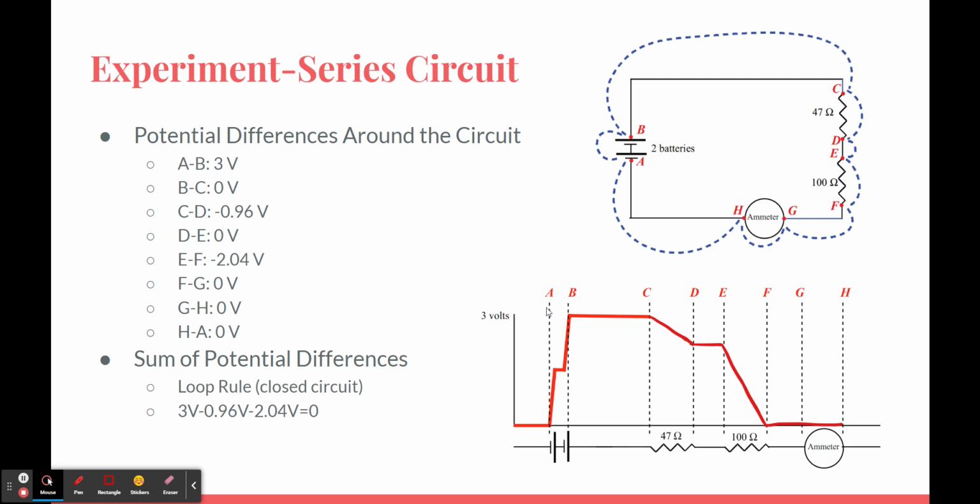For the potential difference around the circuit, we're going to do it from each level. As you can see, going from B, C, D, E, F, all the way to A, there's going to be no voltage, which you can see in this graph. The sum of potential differences follows the loop rule because it's a closed circuit, so the total of all the potential differences is equal to 0.